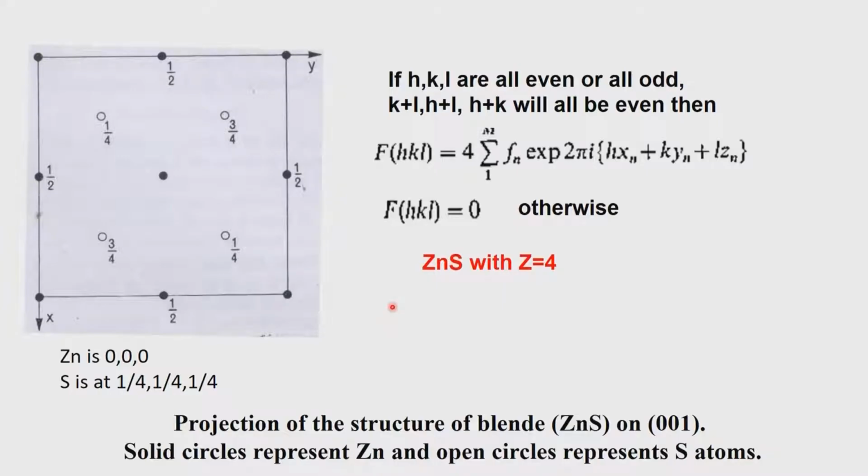Okay. Now, let us see what happens to the systematic absences. What happens to the reflections which come from zinc sulfide? Zinc blende is a face centered cubic lattice. So, we have zinc at 0 0 0, sulfur at 1/4 1/4 1/4. This is the projection diagram down 0 0 1. So, this distribution of atoms is very clear now.